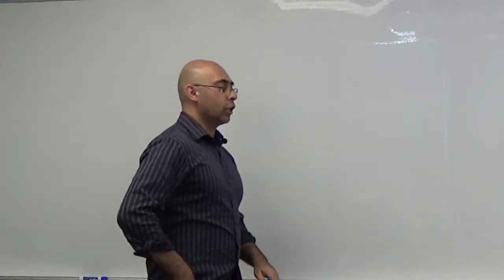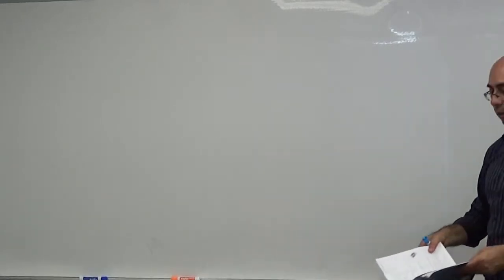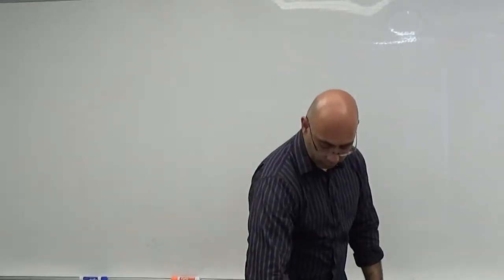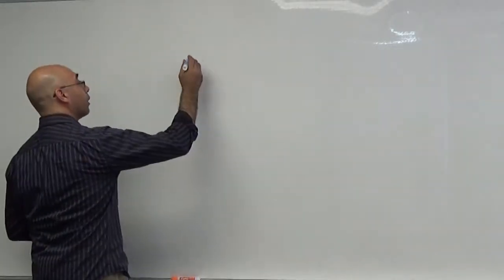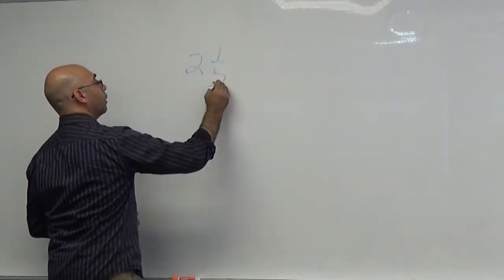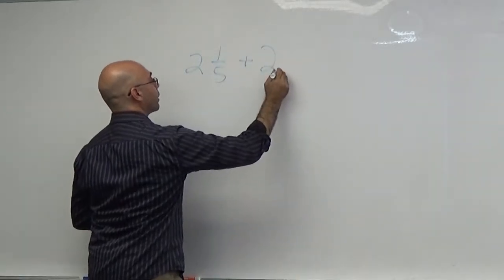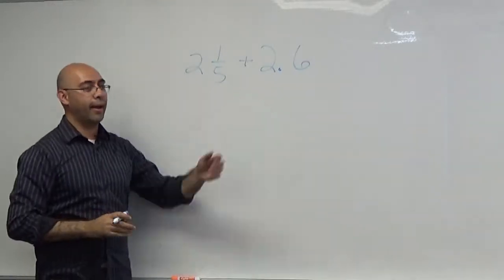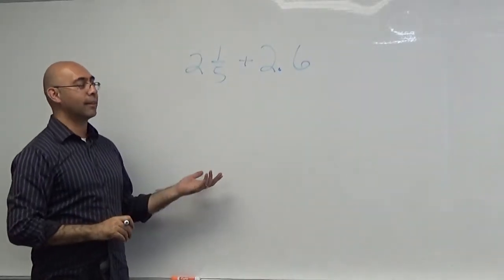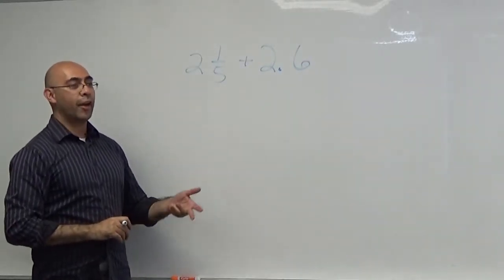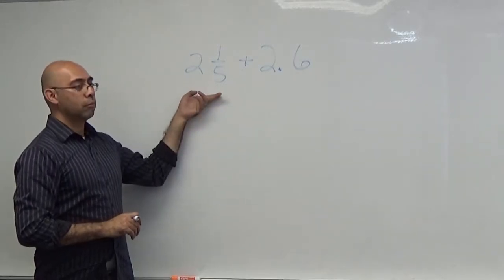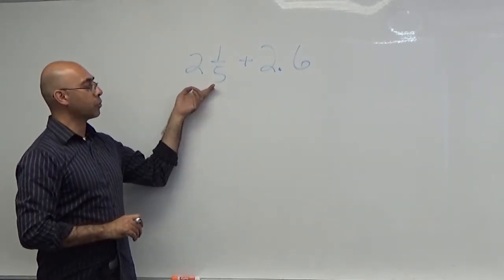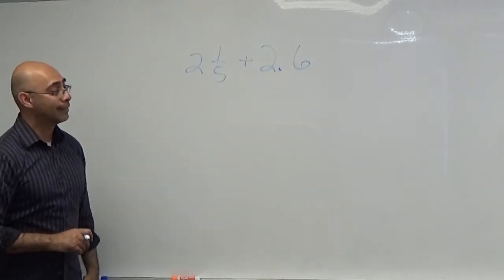What you're going to be doing is using what you've learned from this section and applying it to a mix of numbers. So if I look at this problem right here, 2 1/5 plus 2.6, I have a mixed number and I have a decimal. I can't just add these together. They either have to be both fractions, mixed numbers we'll say, or both decimals.